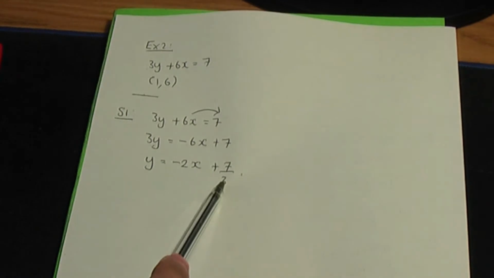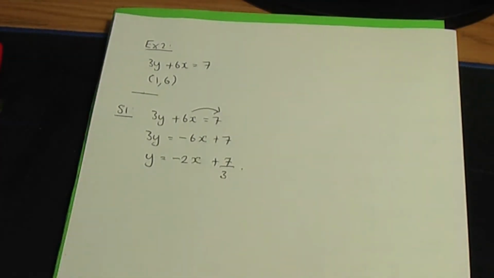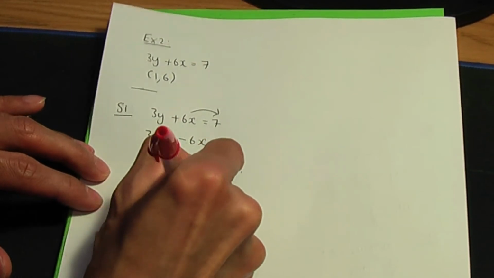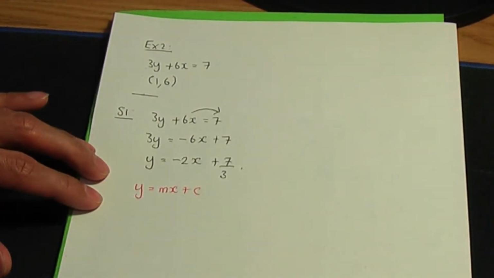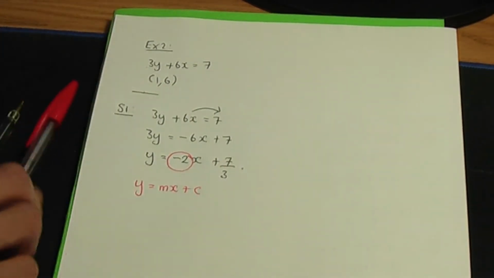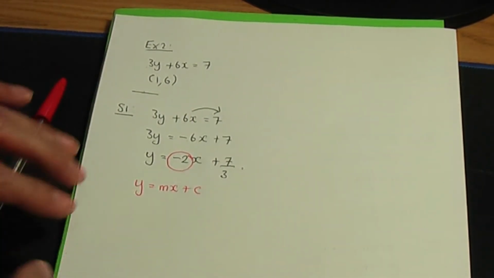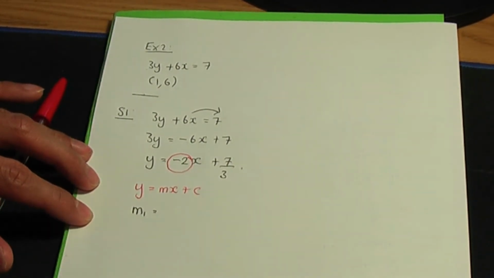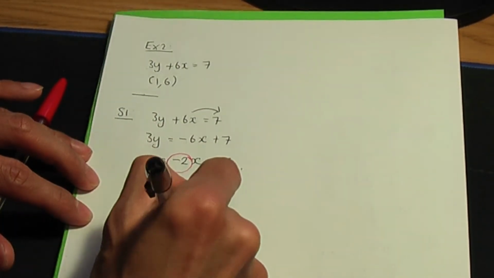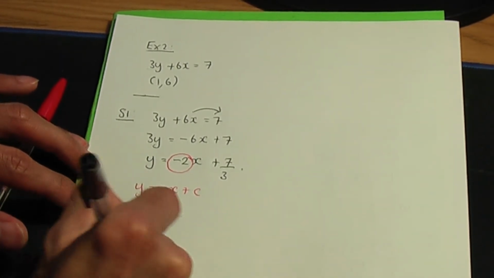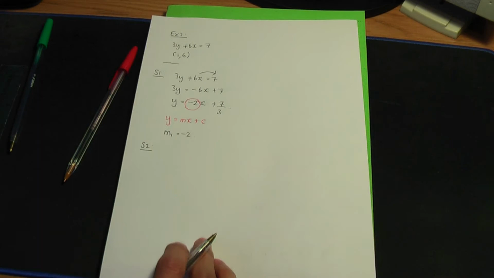So this is the line in standard form. So this is the line in the form y equals mx plus c. And remember the idea, the coefficient of x in that equation is the gradient of that line. So I'm going to call the gradient m1. So m1 is the gradient of the line given, that being minus 2. So this takes us to step number 2.